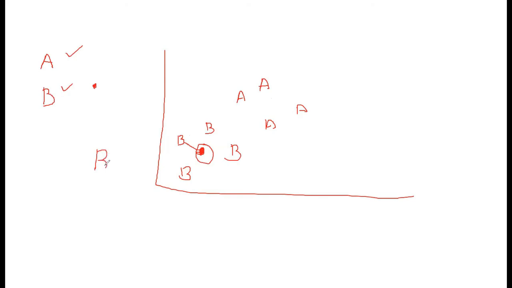That means the input point is classified into class B. Why? Because it is very close to this neighbor B. Now suppose that we have another test input over here. It is very close to this A, so we say that this input belongs to A.